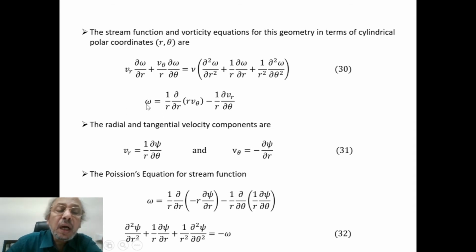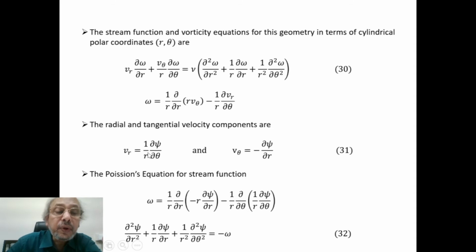And omega is the vorticity, again in the cylindrical polar coordinate system. It is given by 1 by r ∂/∂r of (r v_theta) minus 1 by r ∂/∂theta of V_r. So V_r is the radial component of velocity and V_theta is the tangential component of velocity. And from the stream function, again in the cylindrical polar coordinate system, the definition of stream function and the definition of vorticity we have used.